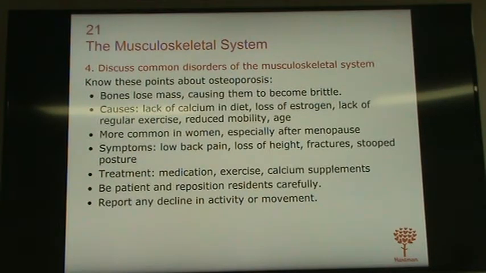Lack of regular exercise, because exercise also strengthens the bone. So you need more exercise, go for a walk. It's not only for weight loss or just overall health. Exercise does the body good.